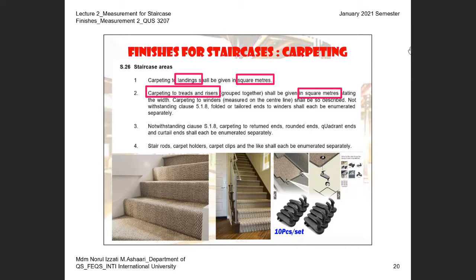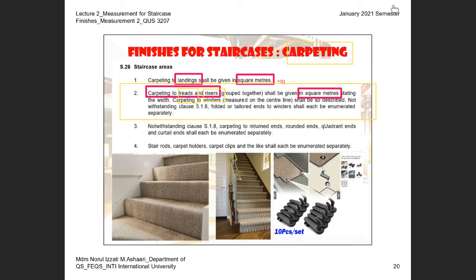Okay, but look at the second one. If I highlight the second one again, carpeting to tray and riser shall be given in meter square stating the width. So what does it mean? You cannot take the quantity for the screeding to tray and riser if the final finish is fitted carpeting. This is referring to fitted carpeting, meaning the carpet that you cannot move, the carpet that you have to install on site, where you have to install screed and underlay as part of the layer.